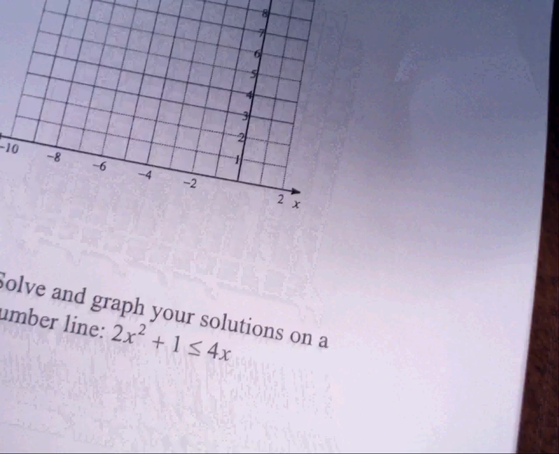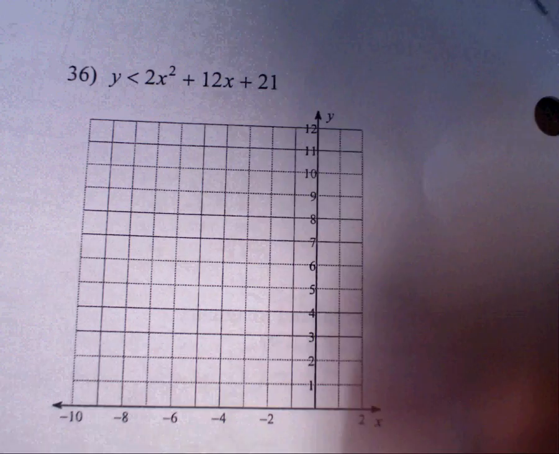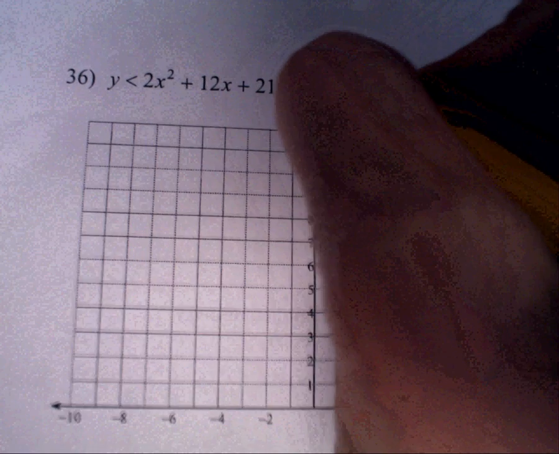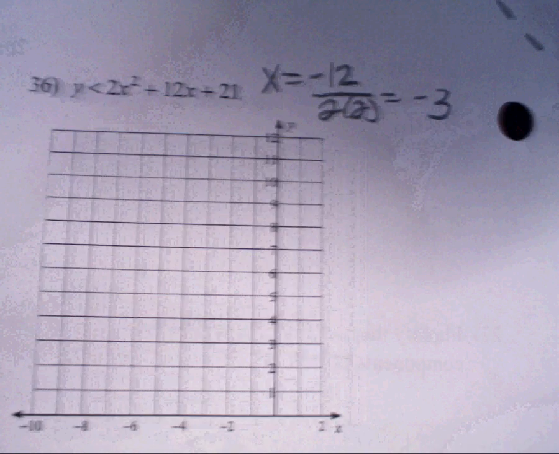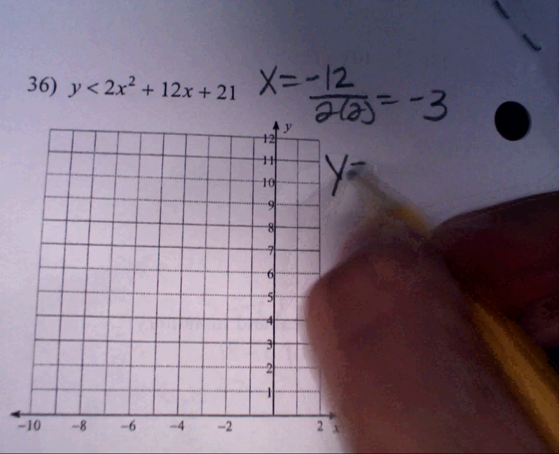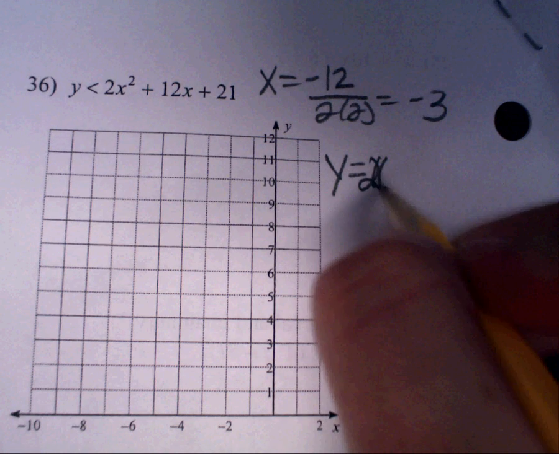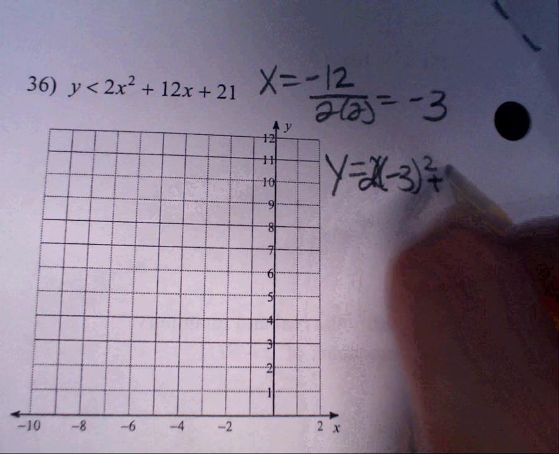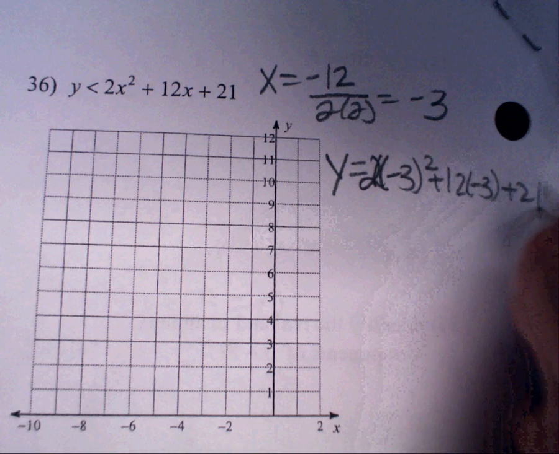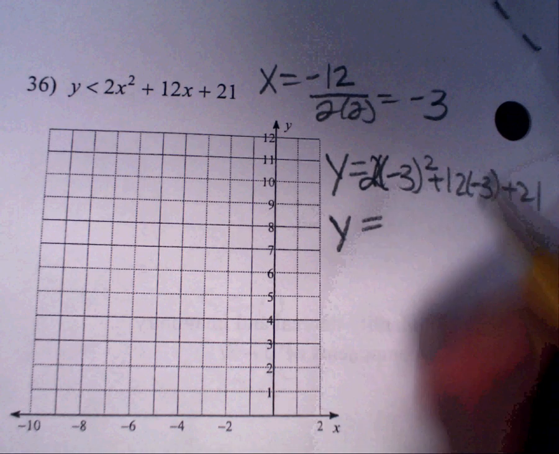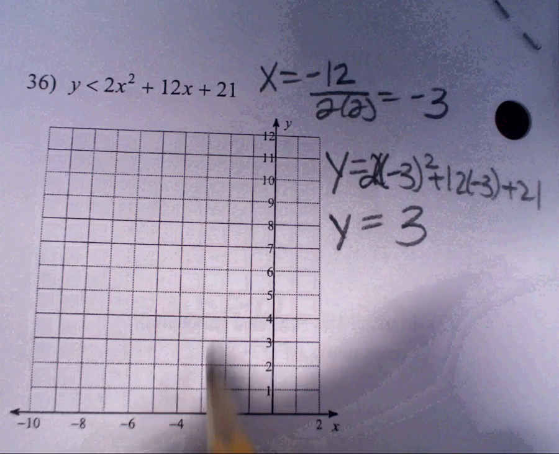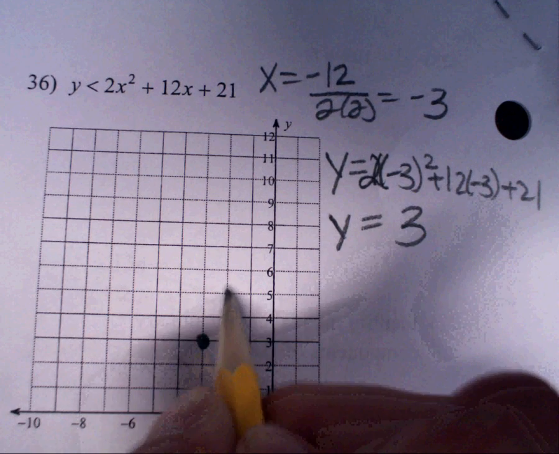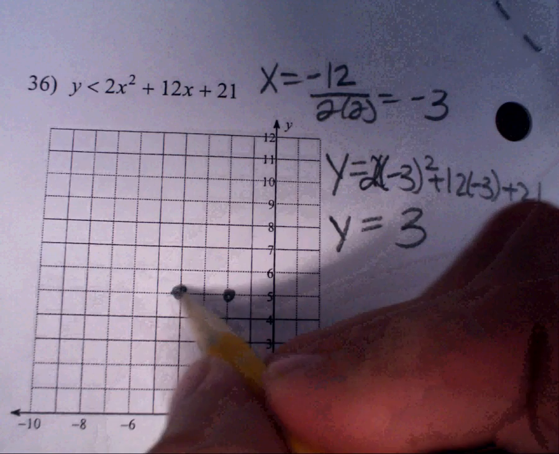do 36. To find the vertex, x equals negative b over 2a. So that's negative 12 over 4, which is negative 3. And then to find the y of the vertex, you plug in negative 3 for x. And so then you get positive 3. So negative 3, positive 3 is the vertex. My a is 2, so it goes up 2 over 1 and then up 6.